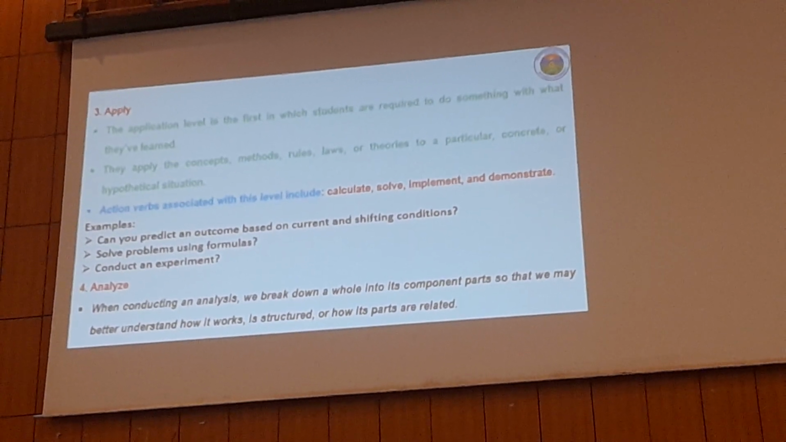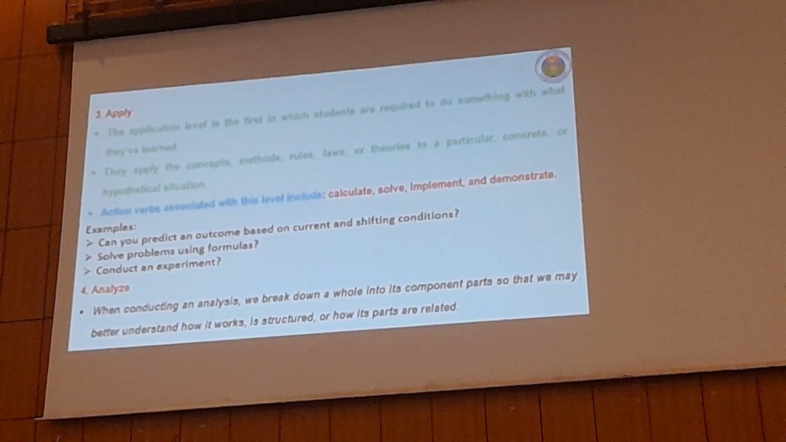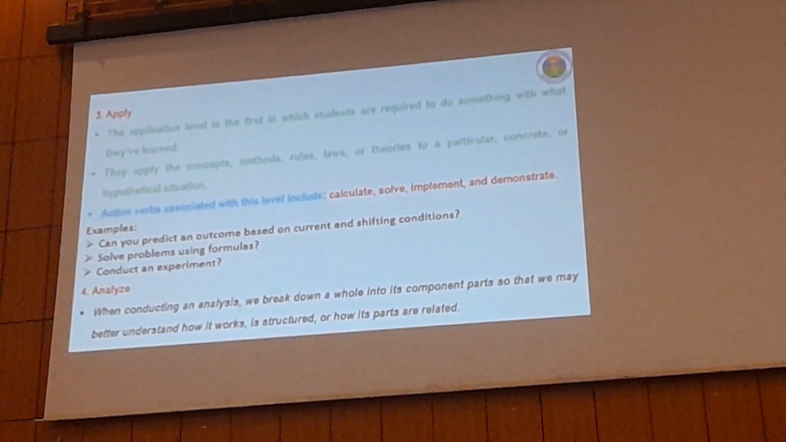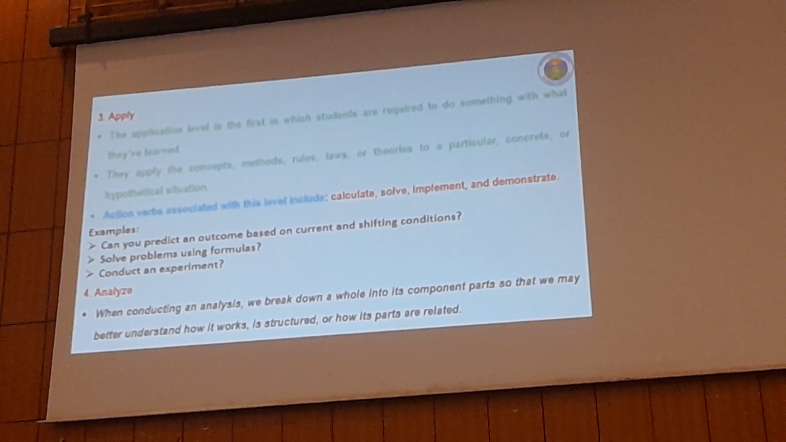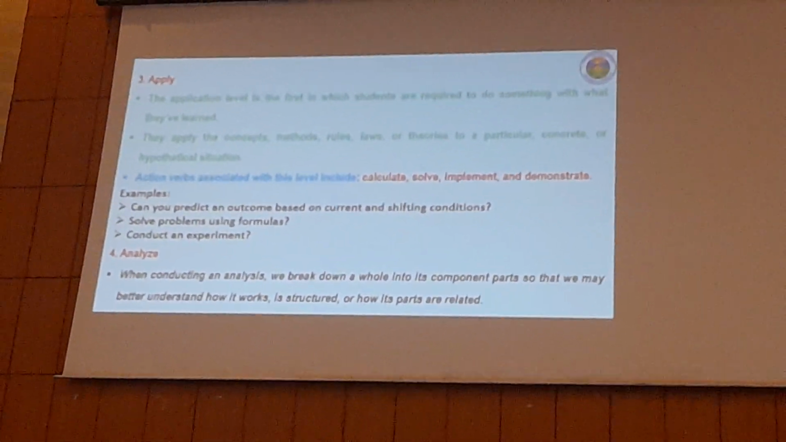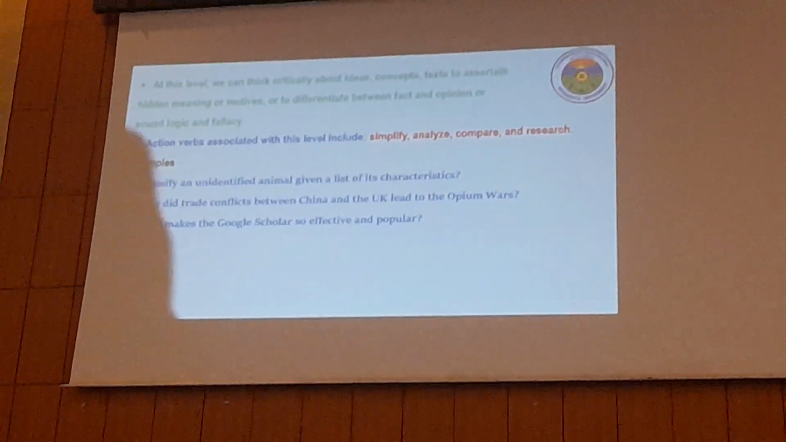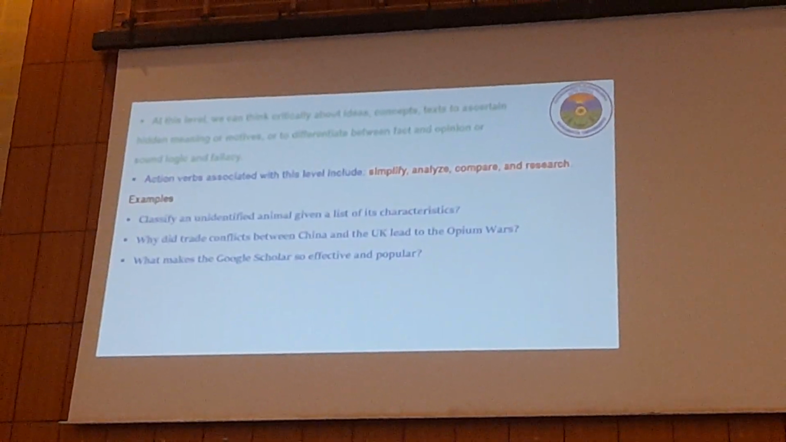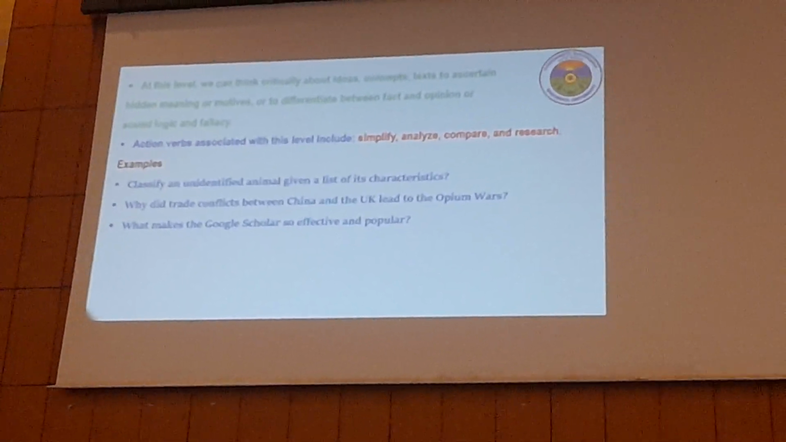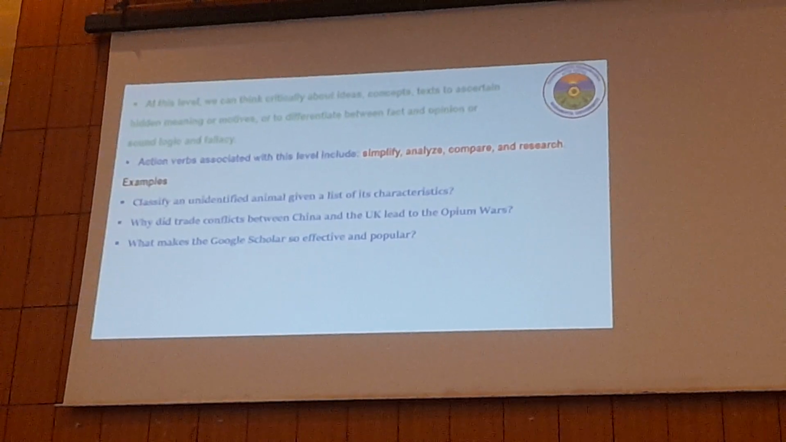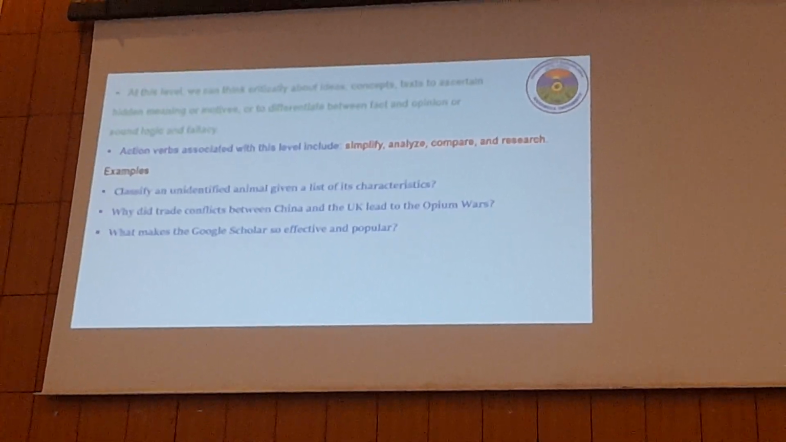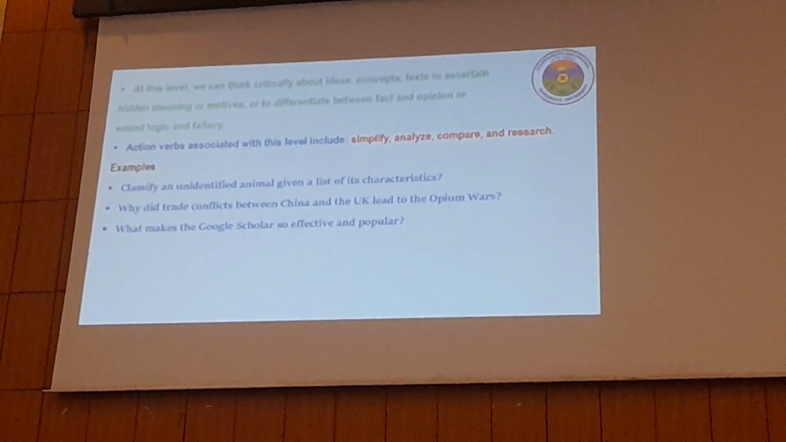If you are given maybe a picture, and we say find the area of the region, or the white part or the black part, that kind of thing could be clearly indicated. So at this level, we can think critically about ideas, concepts, and texts to ascertain hidden meaning or motive, or to differentiate between fact and opinion, or sound logic and fallacy. And that's the reason I don't think the exam will be around here.